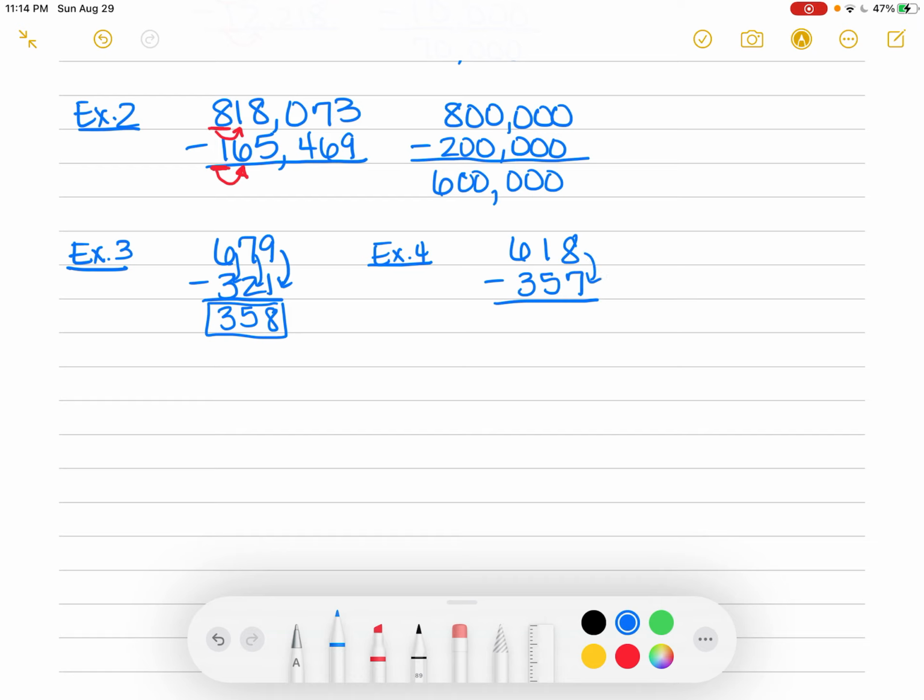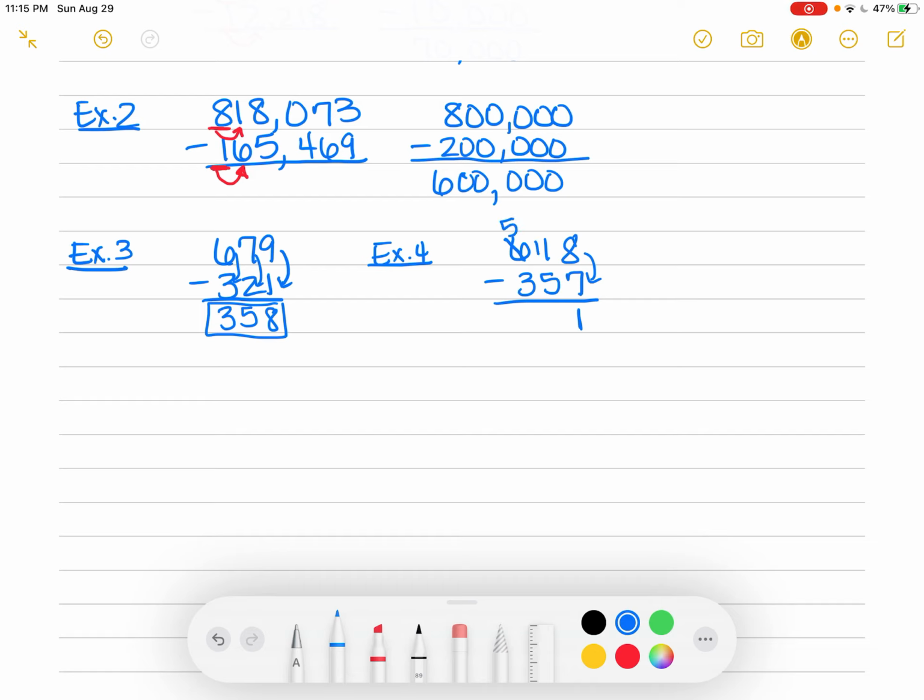8 minus 7 is 1. Now, 1 minus 5, you can't do that problem. You can't take away 5 from 1. So I'm going to have to borrow from the one next door. So I'm going to borrow from the 6. So that's going to become a 5. And this is going to become an 11.